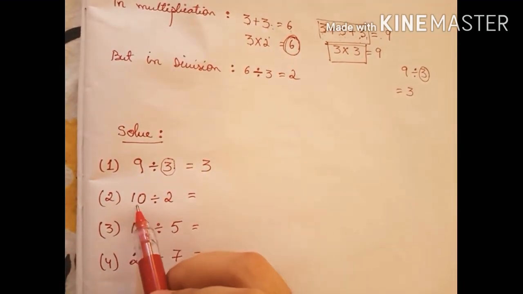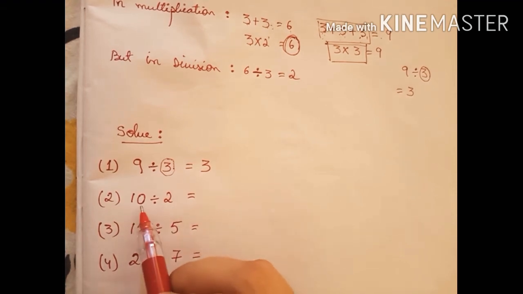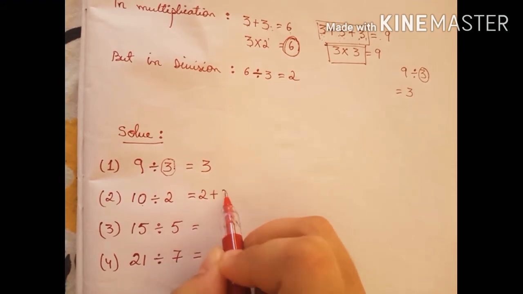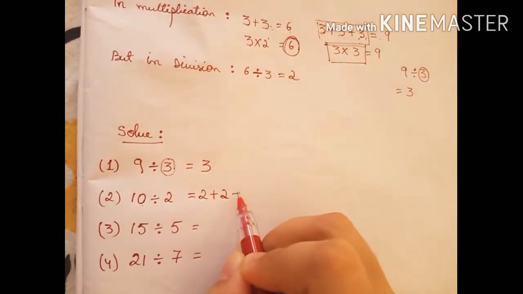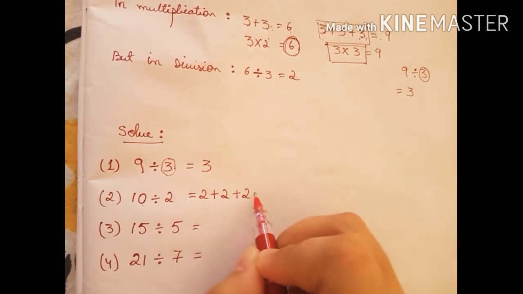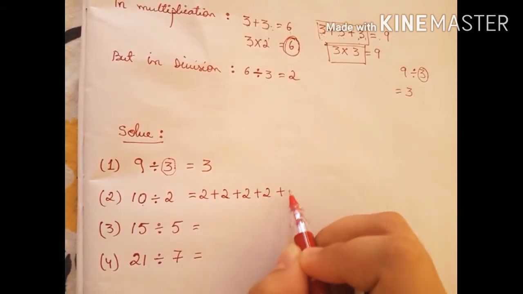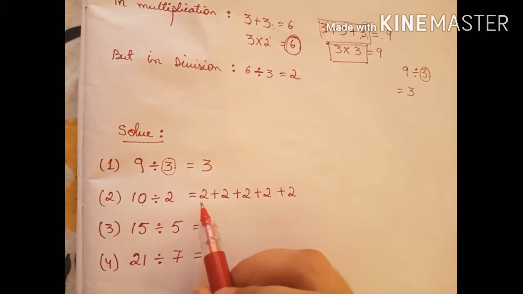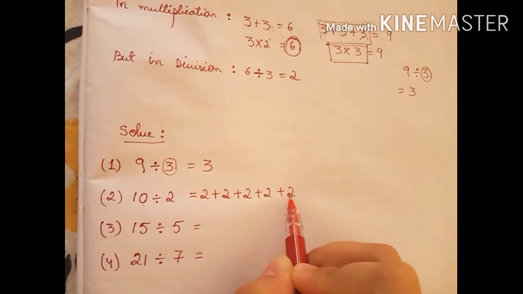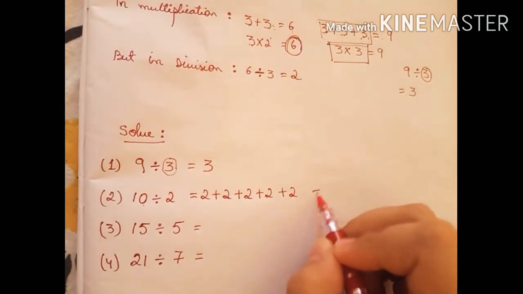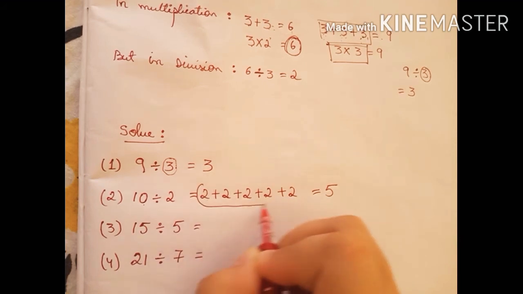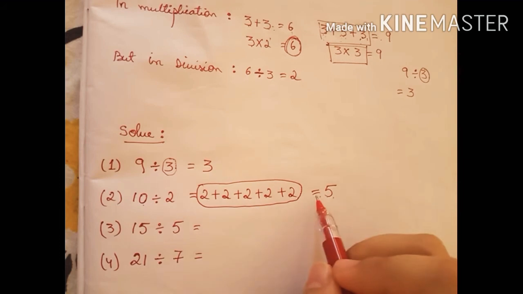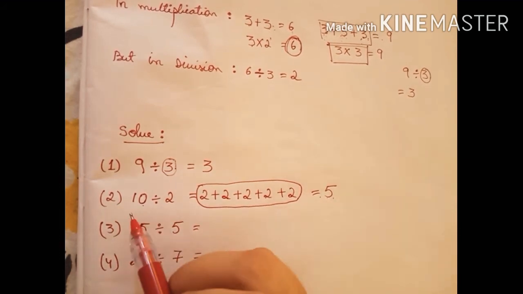So here you have to find out how many times 2 will make 10. So 2 plus 2 is 4, right? And then plus 2 is 6. Plus 2 is 8. Plus 2 is 10. So how many times does 2 make 10? 1, 2, 3, 4, 5. So the answer is 5. This is just an example. You don't have to write this, okay? The answer is 5. I was just trying to show you how many times 2 will make 10.